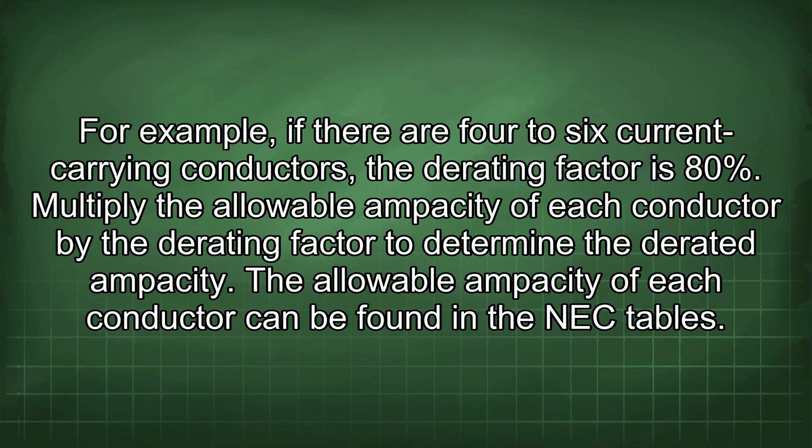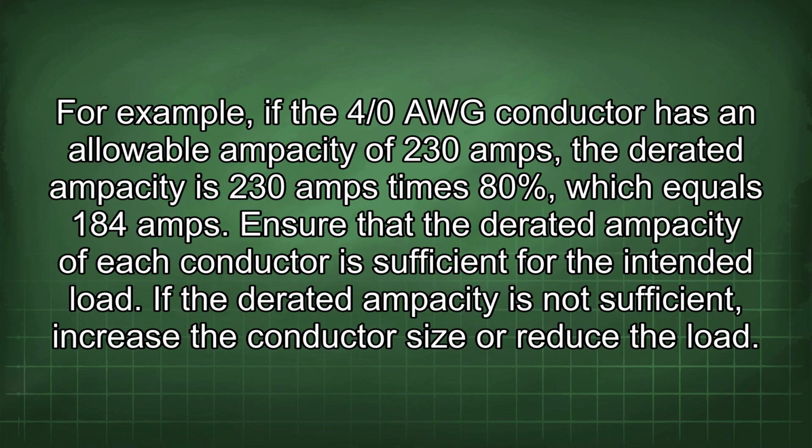Multiply the allowable ampacity of each conductor by the derating factor to determine the derated ampacity. The allowable ampacity of each conductor can be found in the NEC tables. For example, if the 4/0 AWG conductor has an allowable ampacity of 230 amps, the derated ampacity is 230 amps times 80%, which equals 184 amps. Ensure that the derated ampacity of each conductor is sufficient for the intended load. If the derated ampacity is not sufficient, increase the conductor size or reduce the load.